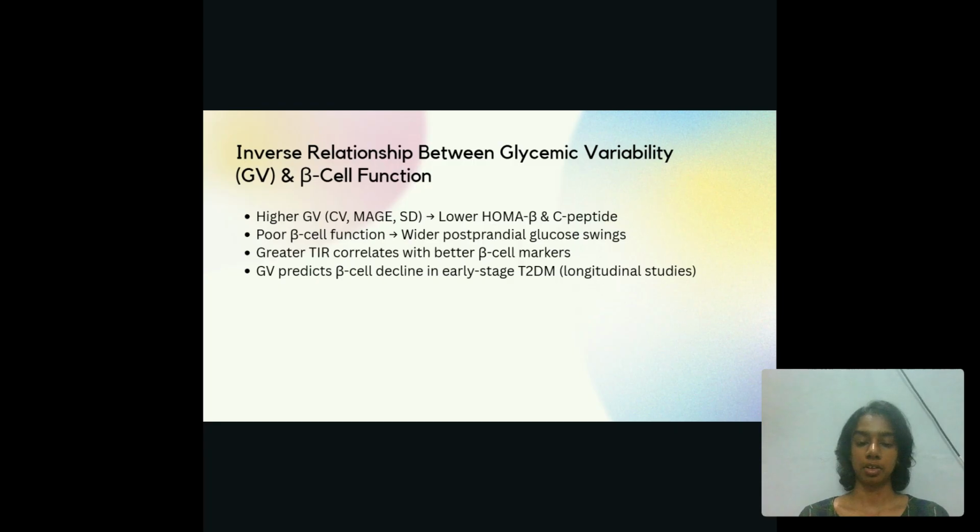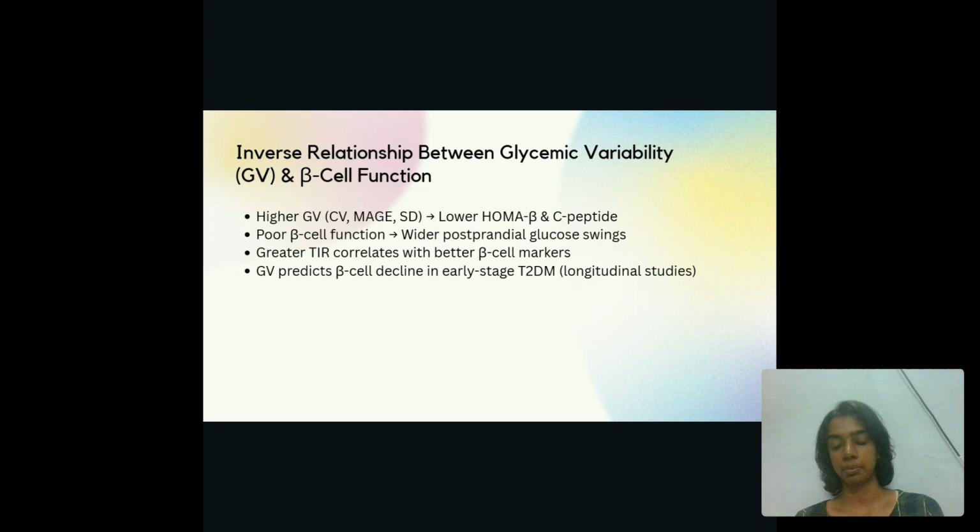Okay, so we're going to talk about the inverse relationship between glycemic variability and beta cell function now. There is a notable inverse relationship between beta cell function and glycemic variability. Higher values of coefficient of variation, standard deviation, and age are associated with lower HOMA-beta and C-peptide levels. This suggests that worsening beta cell function contributes to more unstable glucose levels.